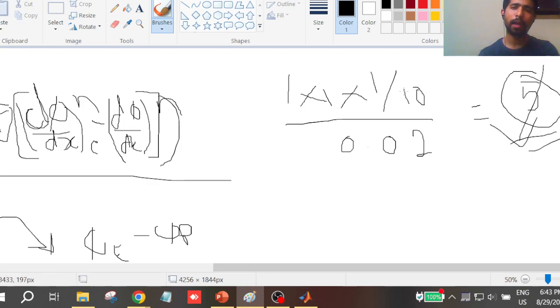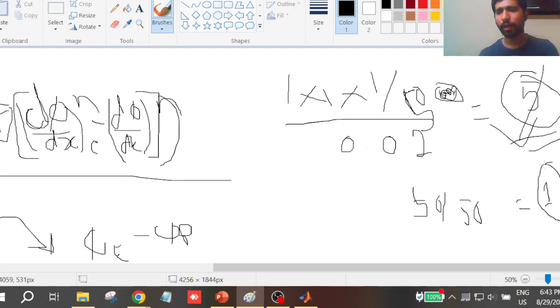But now what will happen if I do this by 100? Or let us consider 50. Let us not consider 100, just for ease of calculation. If I do it with a 50 grid, what will happen now? 1 upon 0.02, this will be 50 divided by 50, it will become 1.